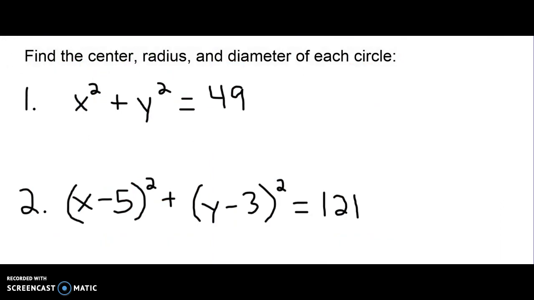Now if you have the equations and you're asked to identify your center, your radius, and your diameter, I don't have anything added to the x or the y, so that means that my center is located at 0, 0. For my radius, remember I have to take the square root of what it's set equal to. In this case, the square root of 49 is 7. And to find my diameter, I simply take my radius and multiply it by 2, so 7 times 2 gives me 14.